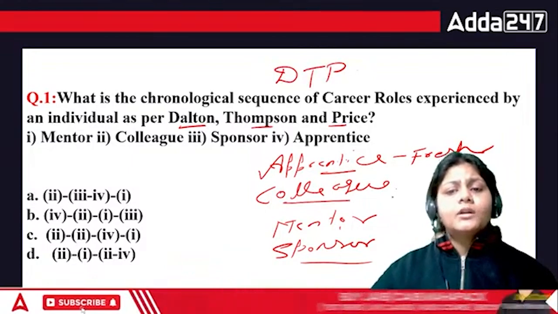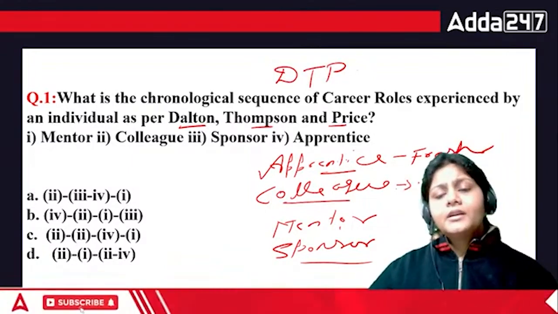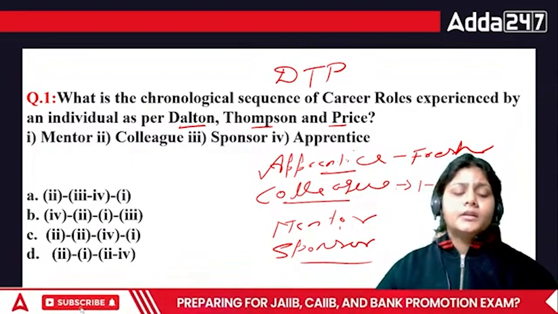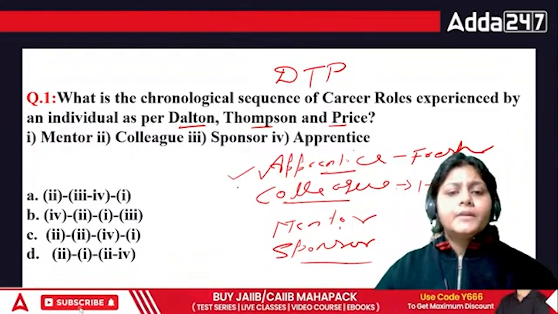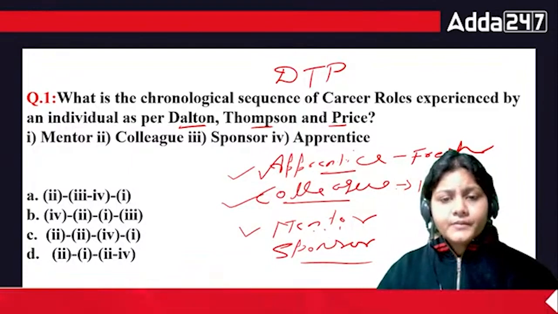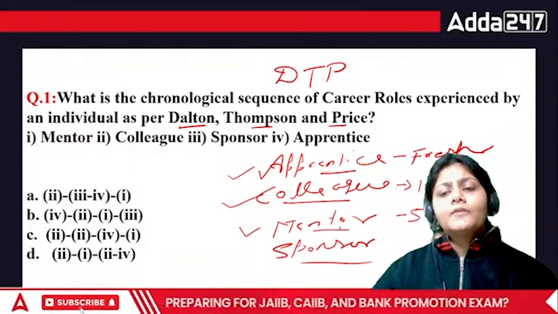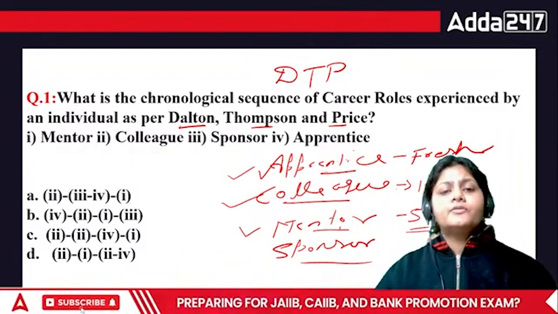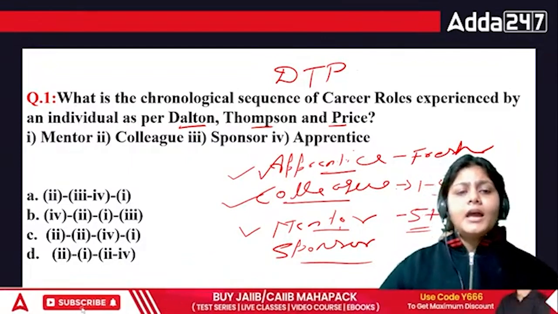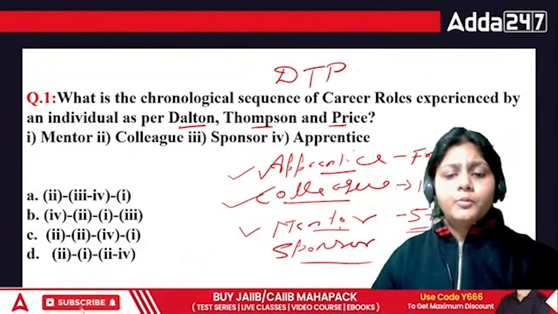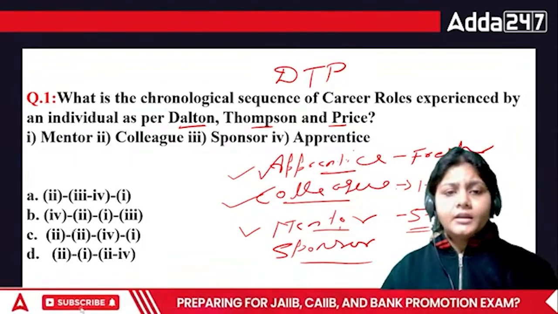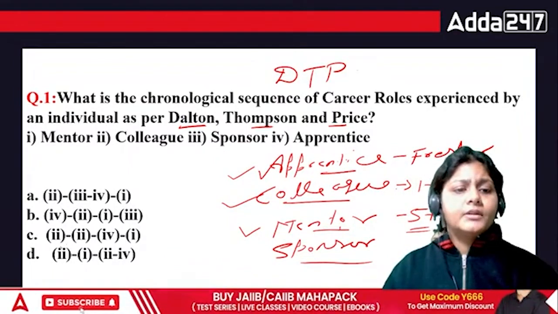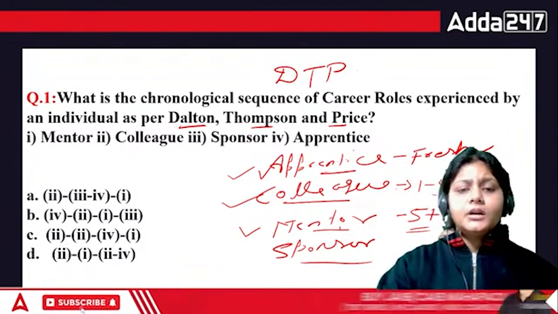But colleague is when you have gained some experience, around 1 or 2 years. You are not that dependent on your senior. Then the third is mentor. Mentor is when you have 5+ years of experience, and at that point of time you are giving ideas to the other person.